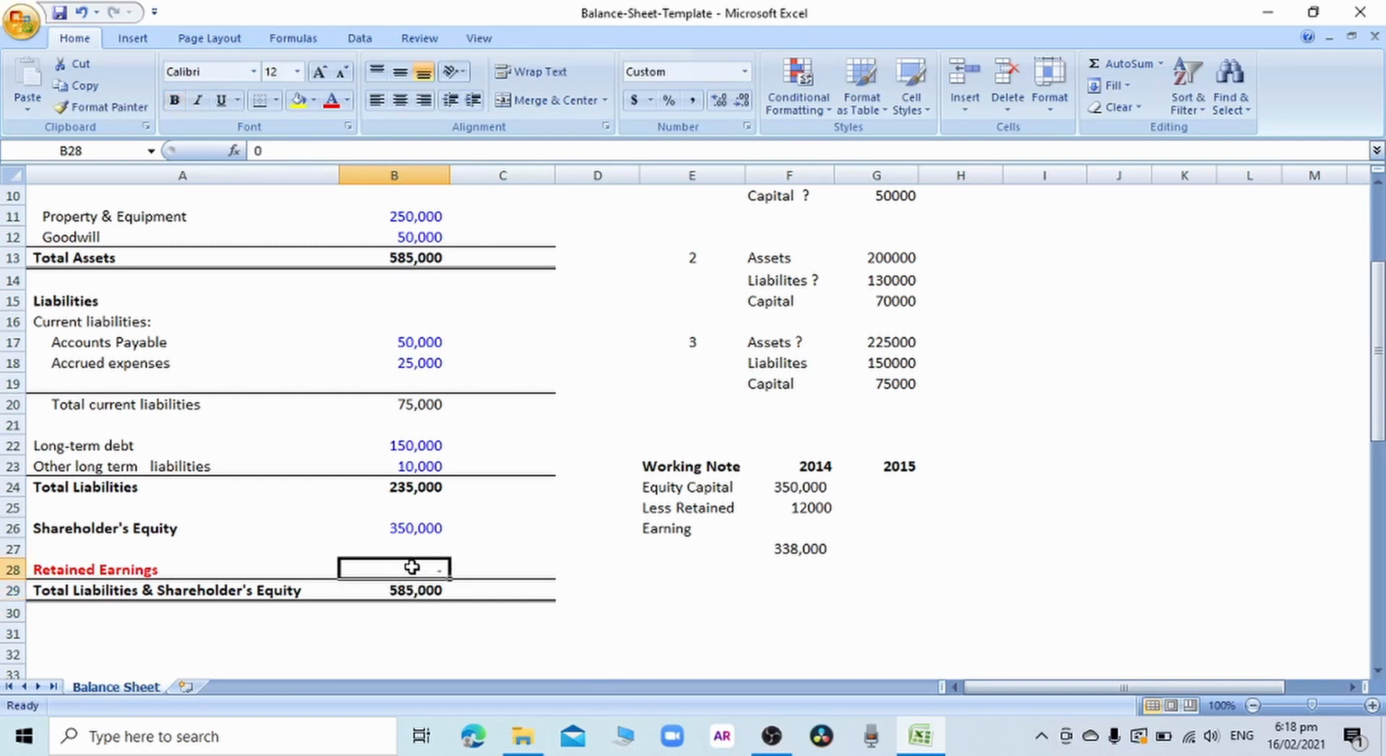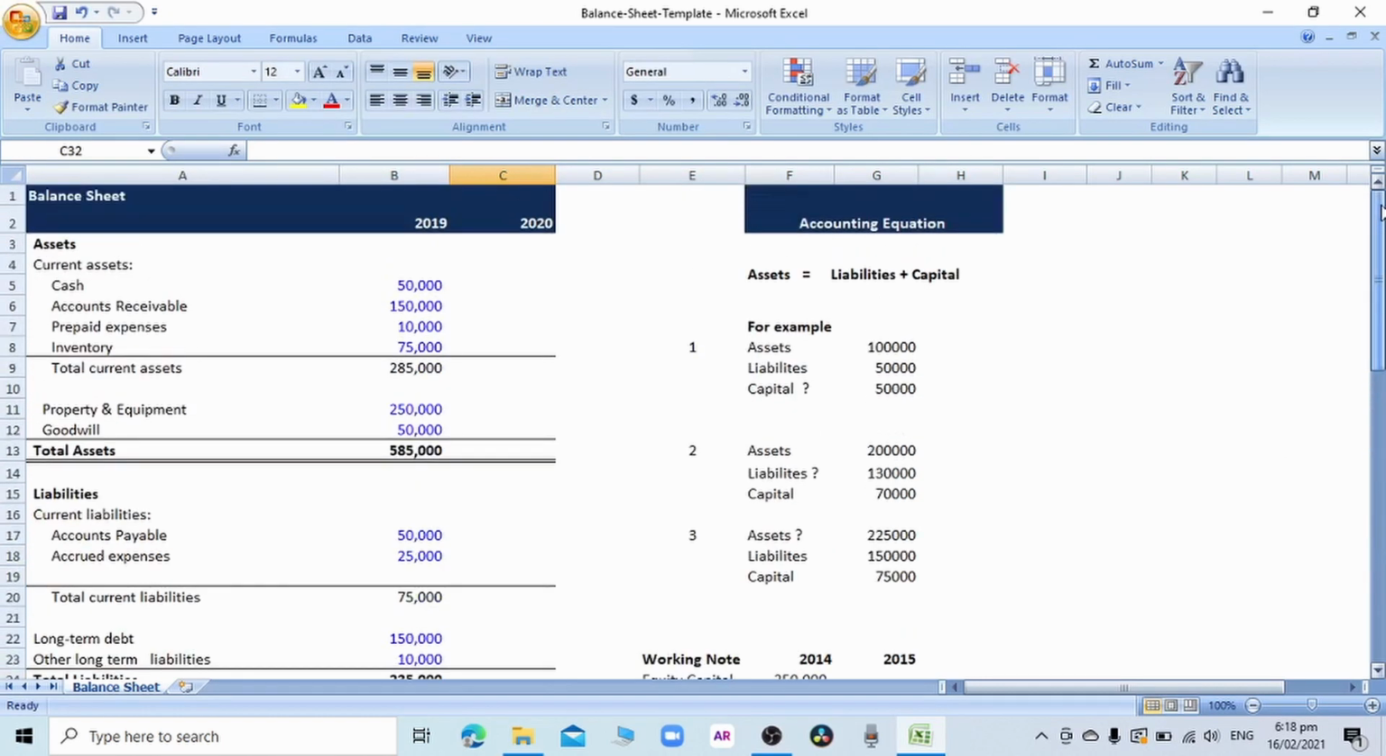But if you want to put retained earning here, you have to make a little working note here, like I did. Then you have to change it to 338,000, and then put 12,000 for the retained earning. So it's not changing, because the formula is only that much. If you increase the formula, you will get the same thing. So here we can say that we get 585,000.